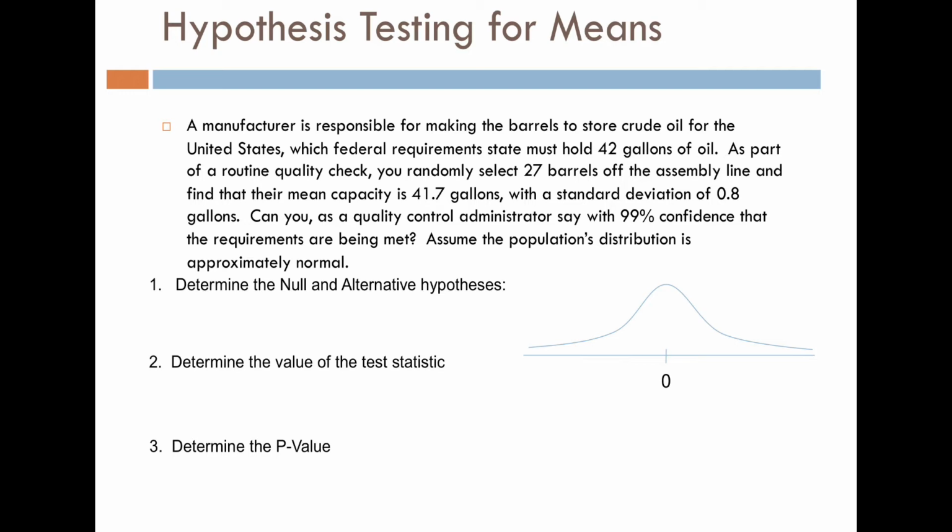As part of a routine quality check, we randomly select 27 barrels off the assembly line and find that their mean capacity is 41.7 gallons with a standard deviation of 0.8 gallons. Can you, as a quality control administrator, say with 99% confidence that the requirements are being met, assume the population's distribution, that's talking about the underlying population from where we're sampling, is approximately normal?